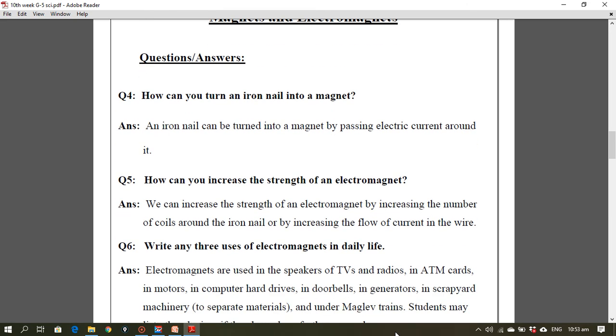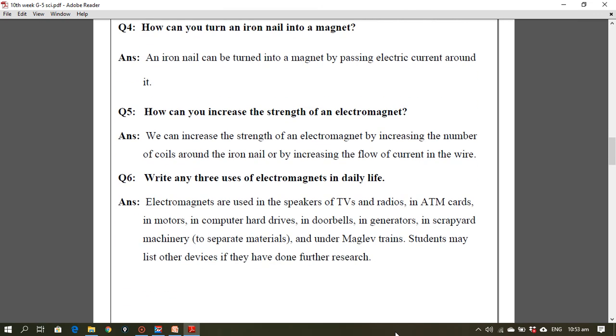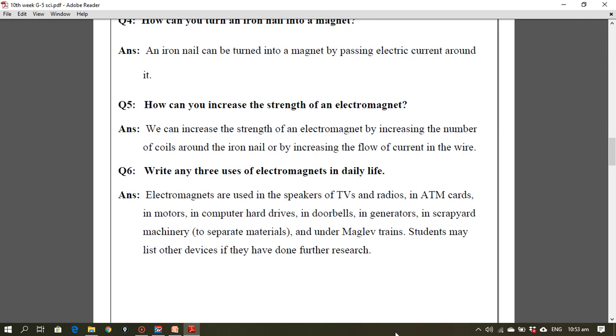Question number 5. How can you increase the strength of an electromagnet? We can increase the strength of an electromagnet by increasing the number of coils around the iron nail, or by increasing the flow of current in the wire.